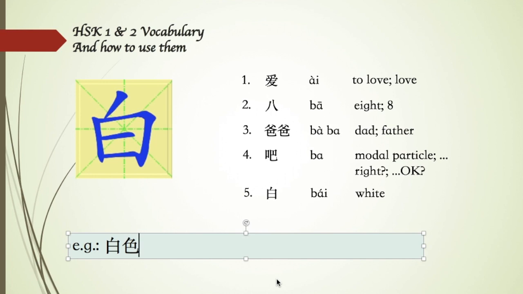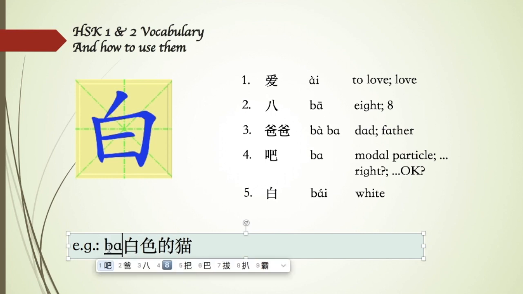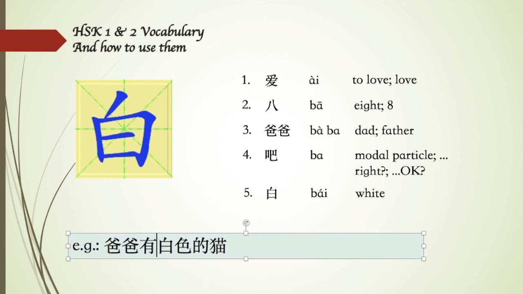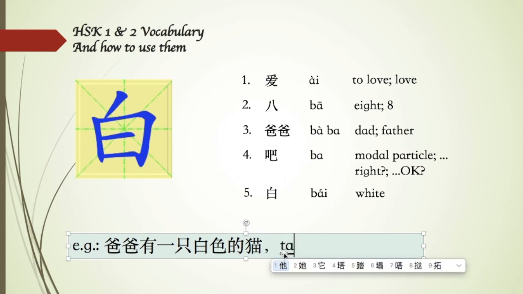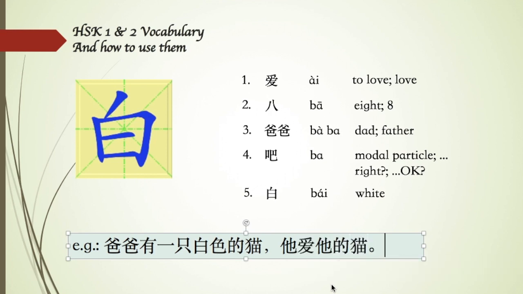Or if you want to use this 白 to describe an object, for example, 白色的猫, you need the particle 的 in here to help 白色 to modify 猫. 白色的猫，爸爸有一只白色的猫。Daddy has a white cat. 他爱他的猫. He loves his cat. So we have 爱 as well.